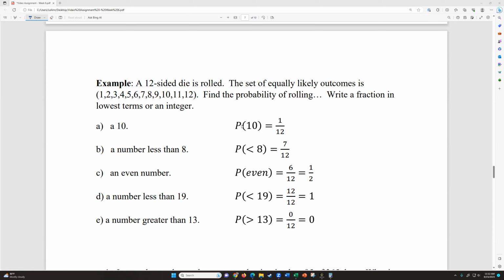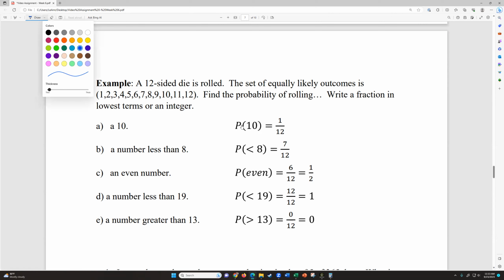Now, it did not say less than or equal to 8. So less than 8 is actually only 1 through 7. So a number less than 8, there are 7 of those out of 12 total sides. And 7 over 12 does not reduce.